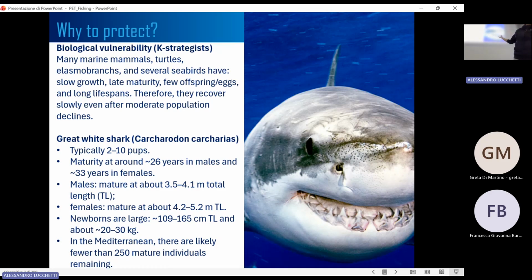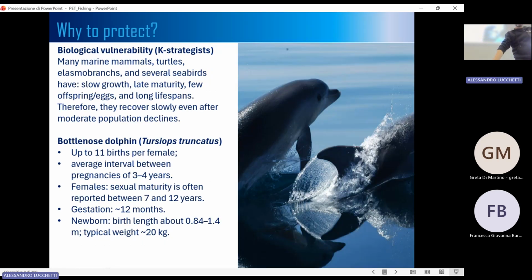Also in this case, you can see for this species: late maturity, big size, low reproduction, and so you know the story. Okay, this is just to say why they are protected. The same story for the bottlenose dolphin.